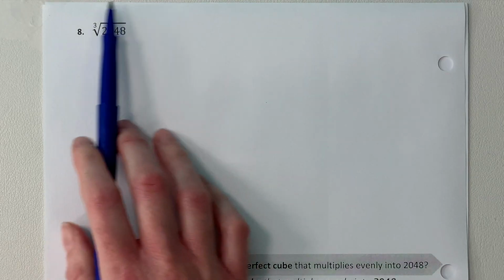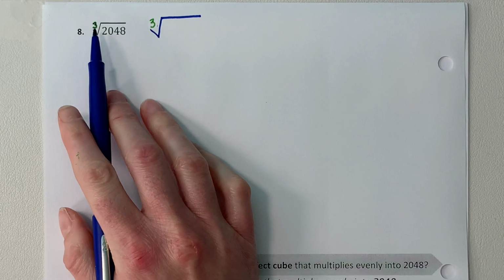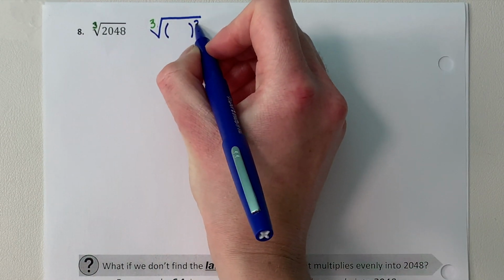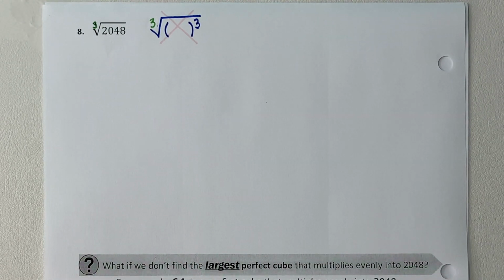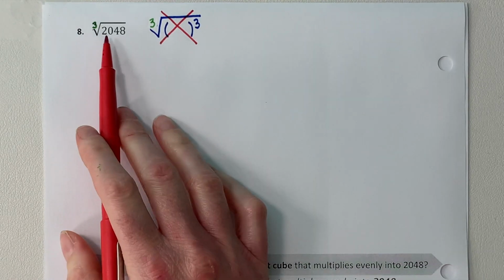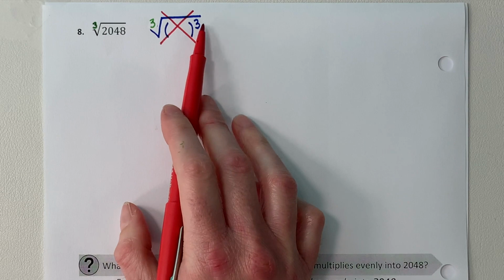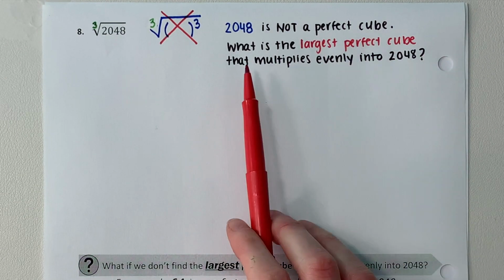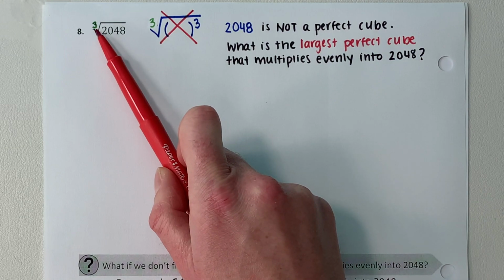Again, we want to simplify this radical. The first thing you want to ask yourself is, since this is the cubed root, can we rewrite 2048 as some quantity cubed? Because then the cubed root and the cubed power would cancel. But we can't, because 2048 is not a perfect cube. It can't be written as some whole number cubed. So we now need to ask, what is the largest perfect cube that multiplies evenly into 2048? And again, the reason we're looking for perfect cubes is because the index here is a 3.